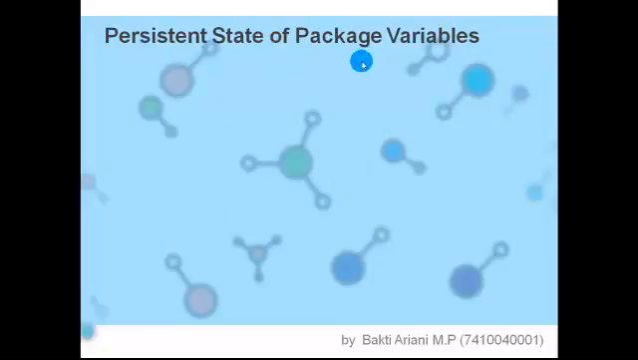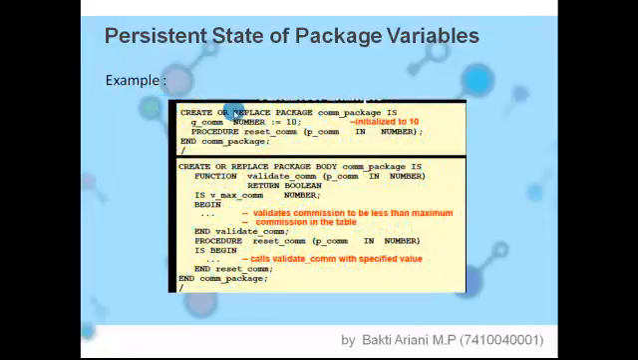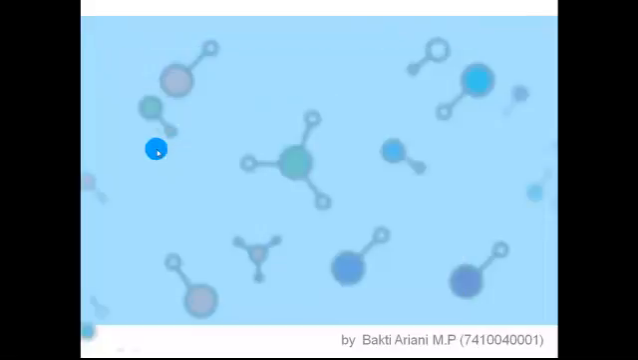Persistent state of package variables. Example: create or replace package comm_package is g_comm number 10, and so on. There is a procedure that validates commission to be less than maximum, and then the commission in the table. It calls validate_comm with a specified value.